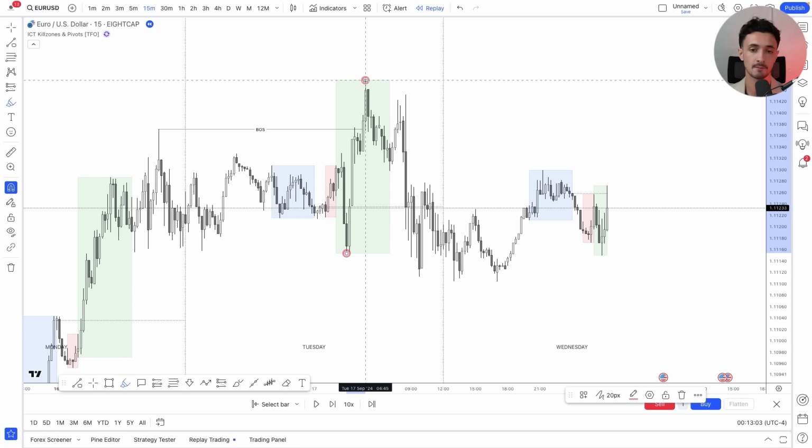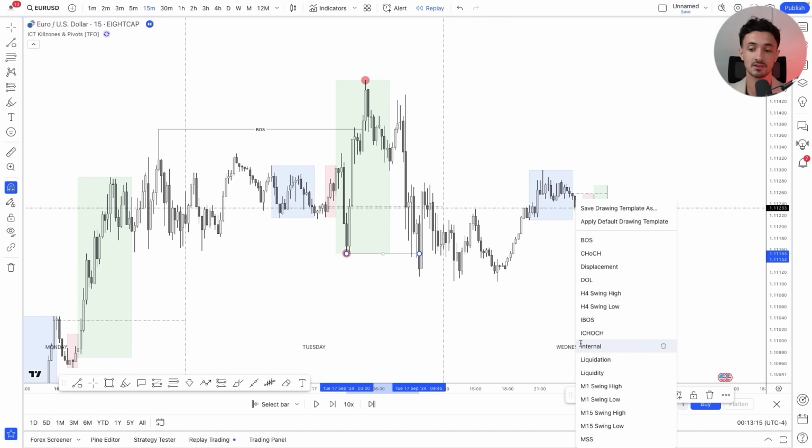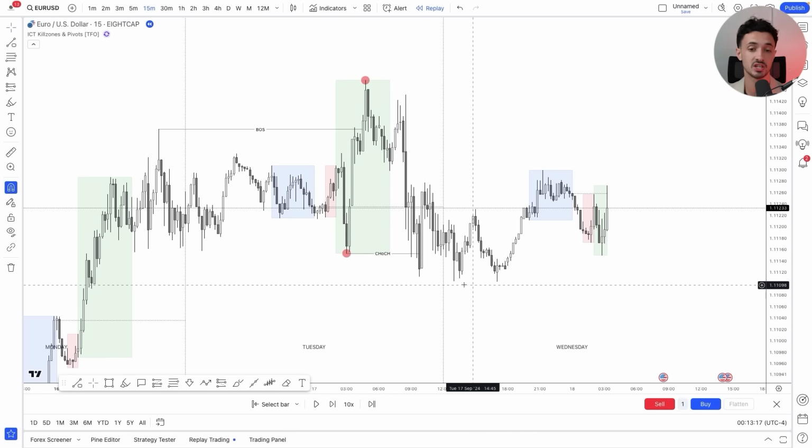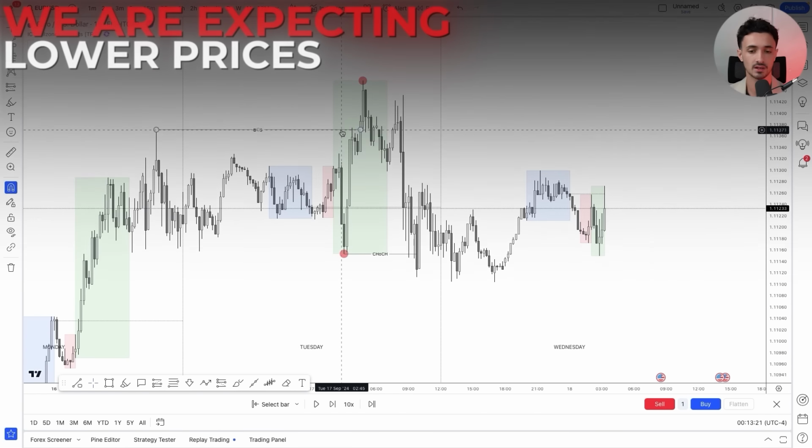That was our swing high. If price wanted to continue trading higher, it would have come into this level and traded higher. It clearly showed us that it doesn't want to do that. It broke the swing low down here, giving us a change of character, right? A shift in structure. So now we're no longer expecting higher prices, we're expecting lower prices.